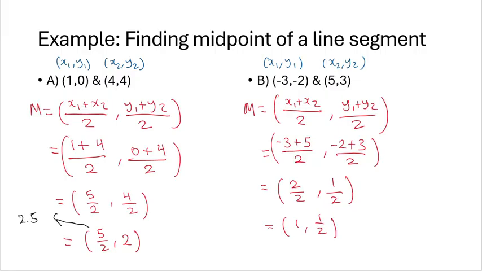Okay. And if you don't know what 1/2 is, this just technically means 0.5. So I'll just circle it, just like that. So our midpoint between (-3, -2) and (5, 3) is actually (1, 1.5).